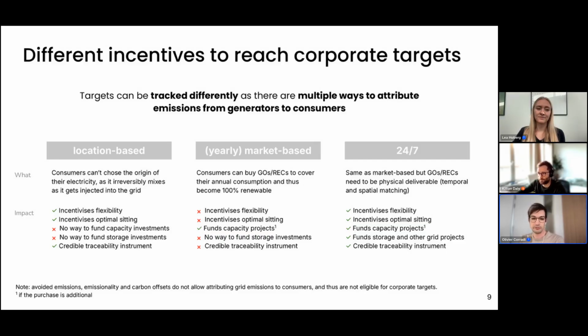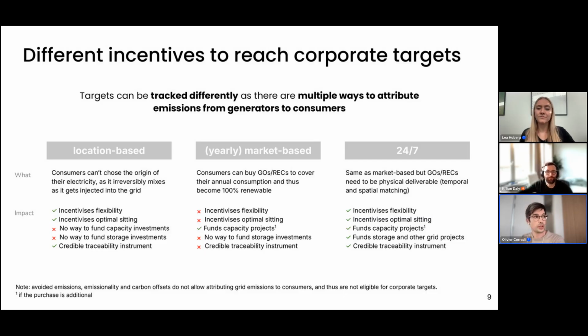And therefore, there are different methodologies or concepts that are coming up in order to understand where electricity comes from. We'll start with the location-based approach on the left-hand side. With the location-based approach, we're operating from a paradigm where consumers can't choose the origin of their electricity. If you have two neighboring houses, they will get exactly the same electricity, no matter what they're doing.